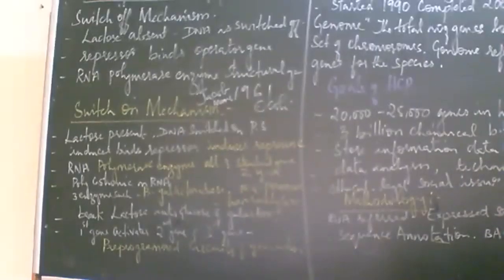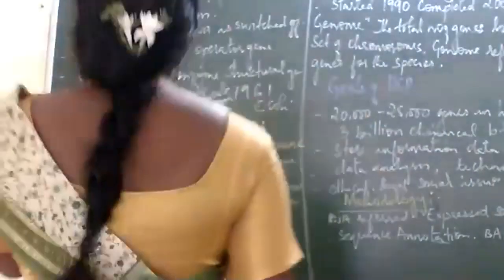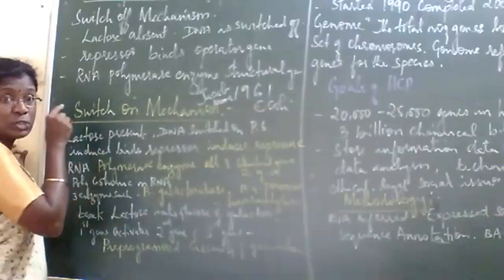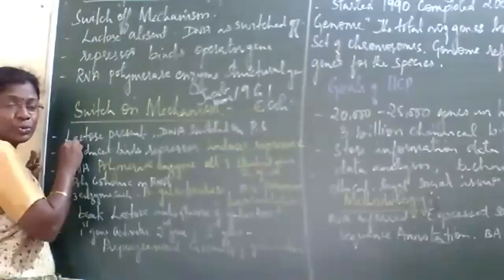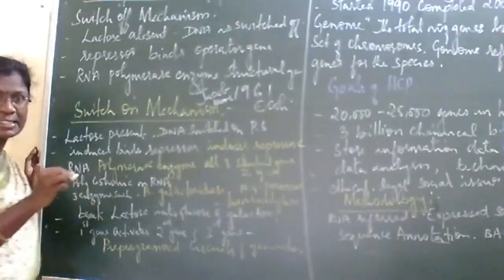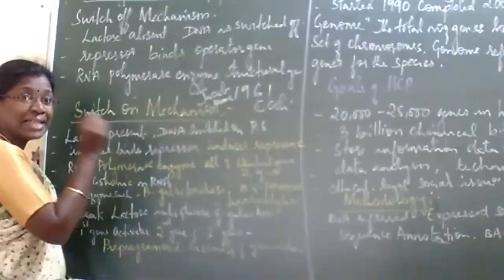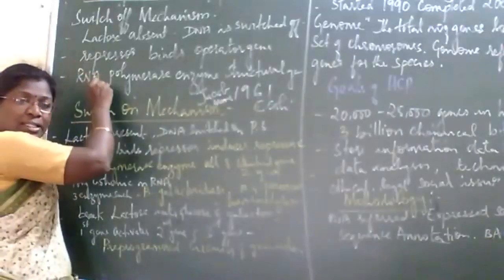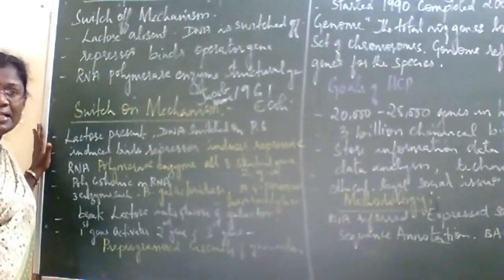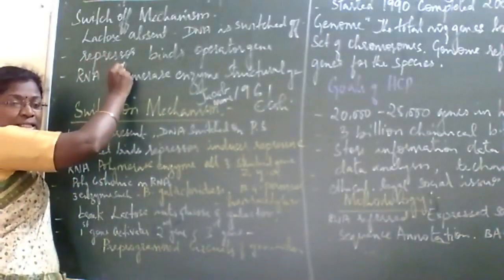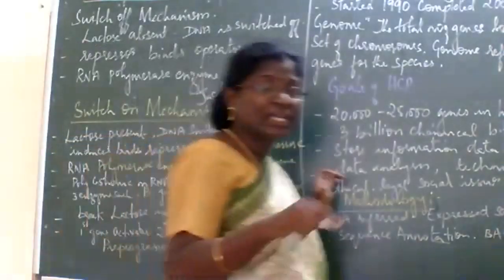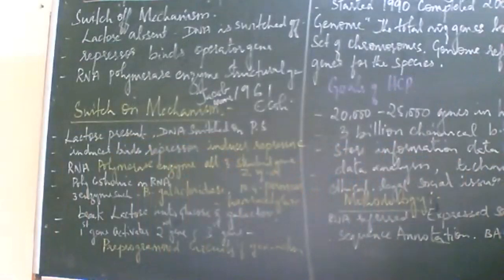So we told when the lactose molecules are present, the DNA of the bacteria is switched on. So we told when lactose is present in the molecule, that time we are using the term switch on mechanism, because the DNA only is directed to switch on. When the lactose molecules are not present in the nutrient medium, then we are using the term switch off mechanism. Again it will be switched on, it will be switched off, it is under the control of DNA, we told.